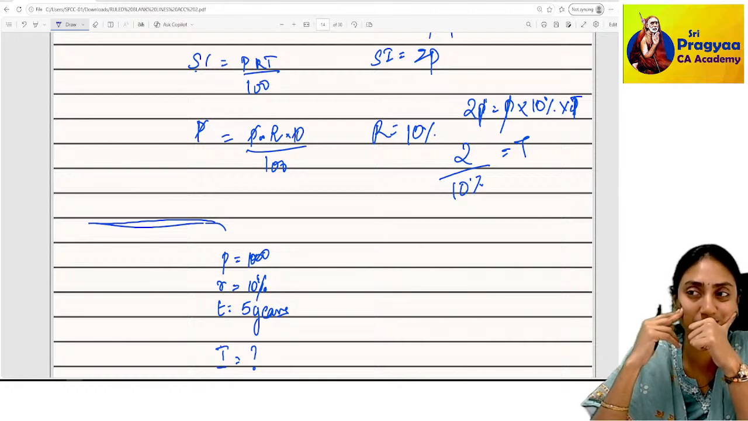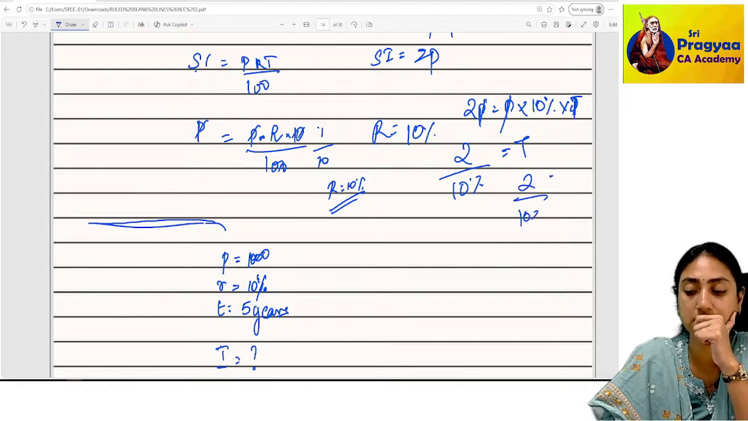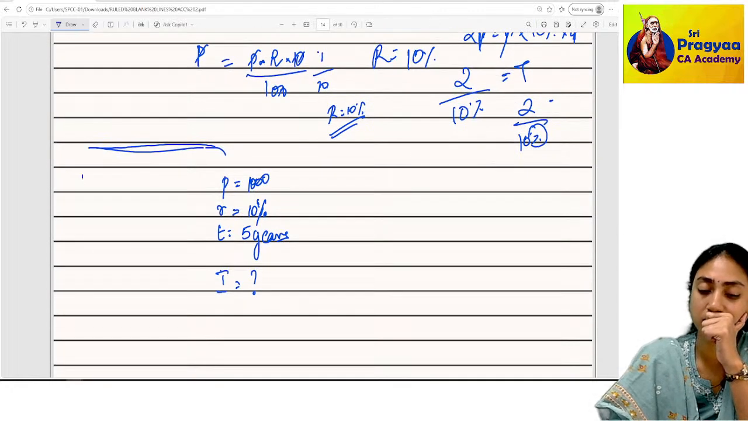நல்லா பாரு. What is 10 by 100? 1 by 10, கரெக்டா? 10 அந்த பக்கம் போனா அதான் R is equal to 10%. இல்லையா? 2 by 10%. 10% தாண்டா. By and what is by 100, percentage தானே? போலாமா, effective rate of interest.